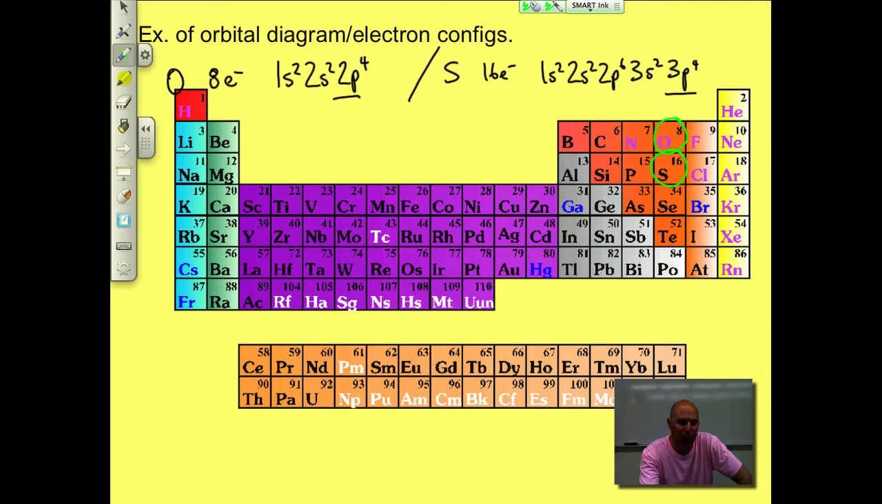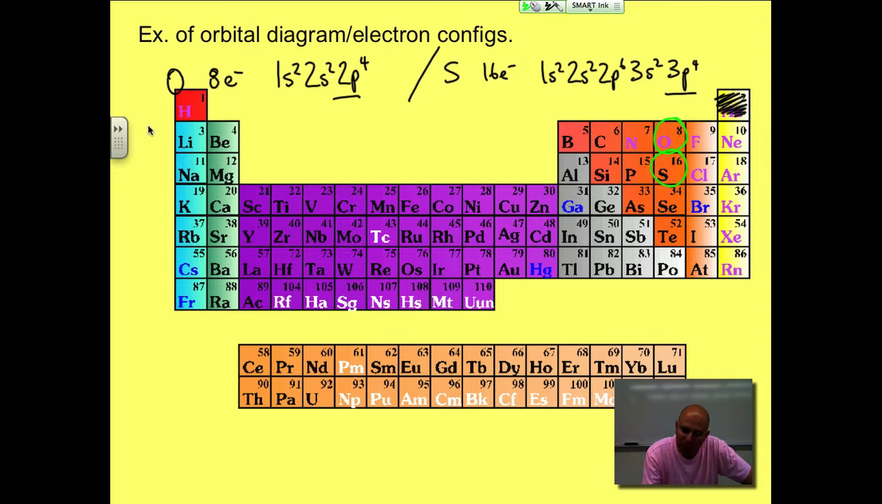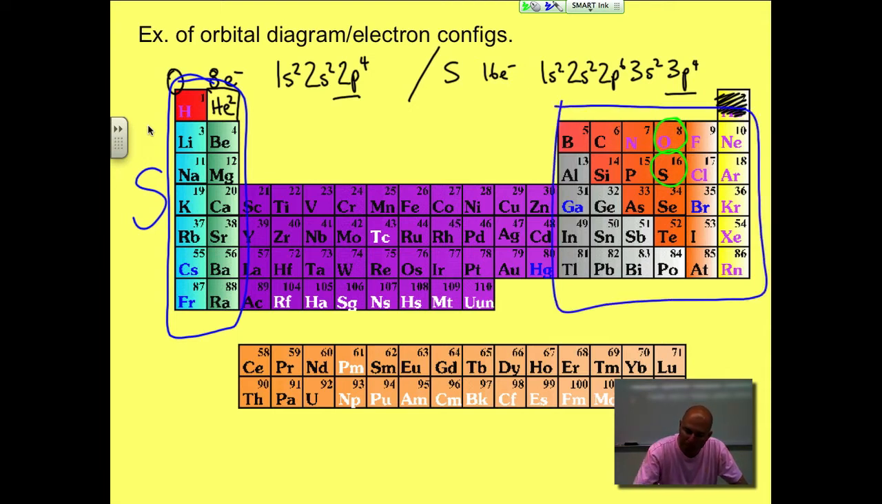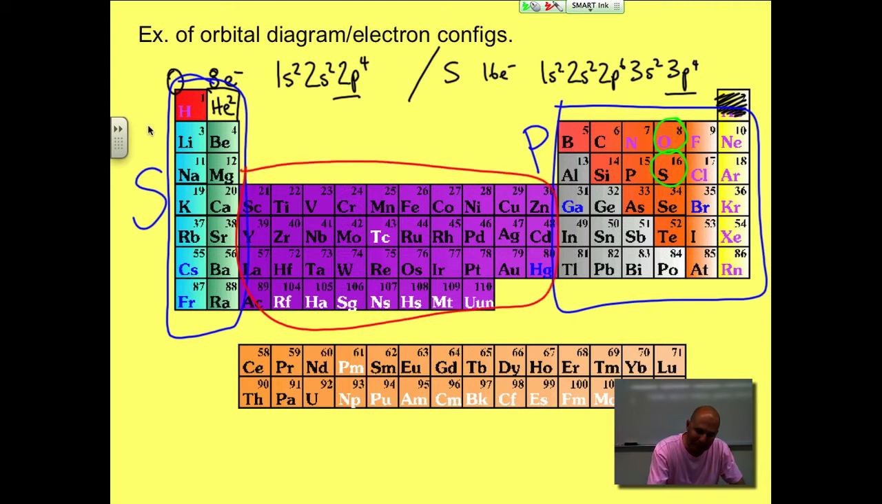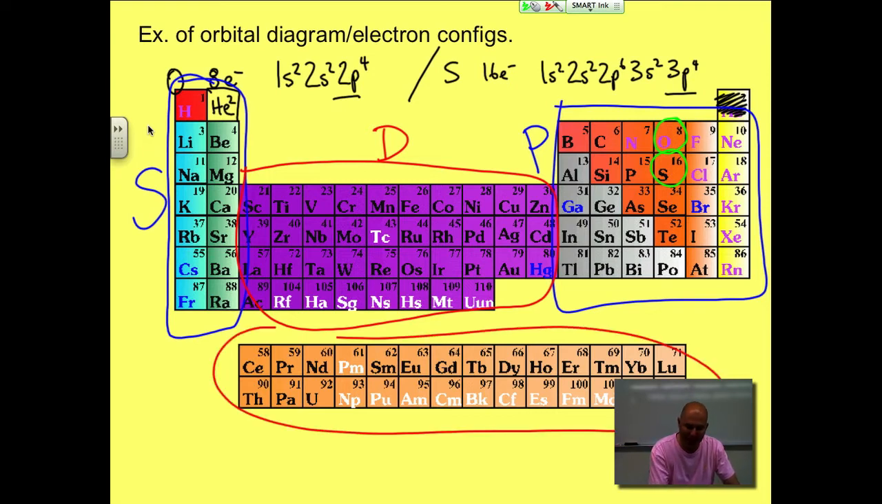Recall when we talked about the blocks of the periodic table. We said helium is often viewed as being over here on the left side when we talk about blocks. But we mentioned that the S block was on this side, the left side right here. The P block was on this right side. The D block is in the middle, and the F block is on the bottom.